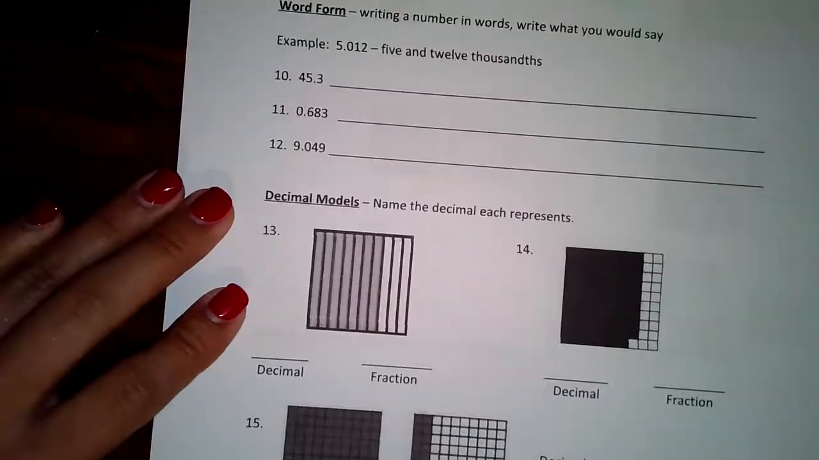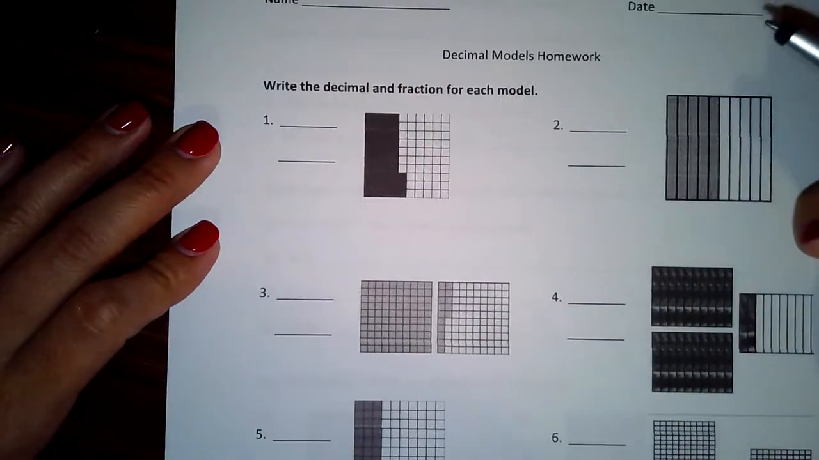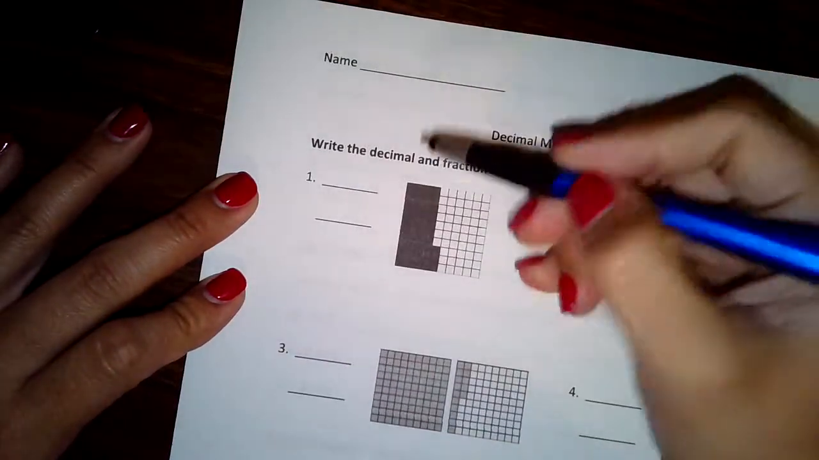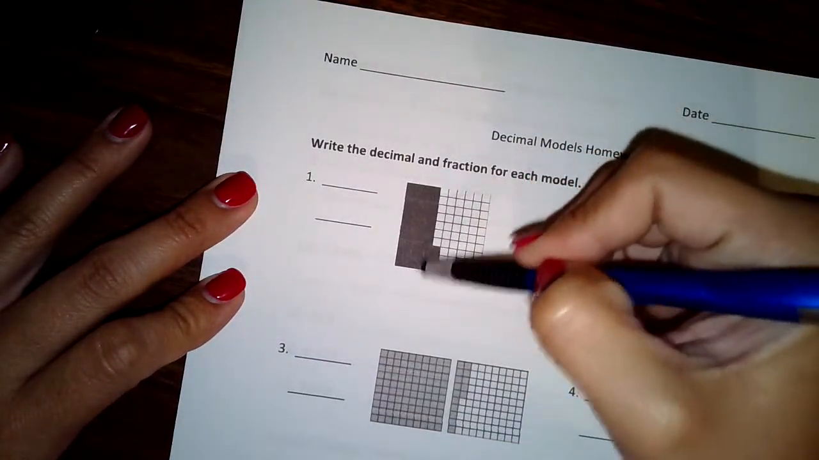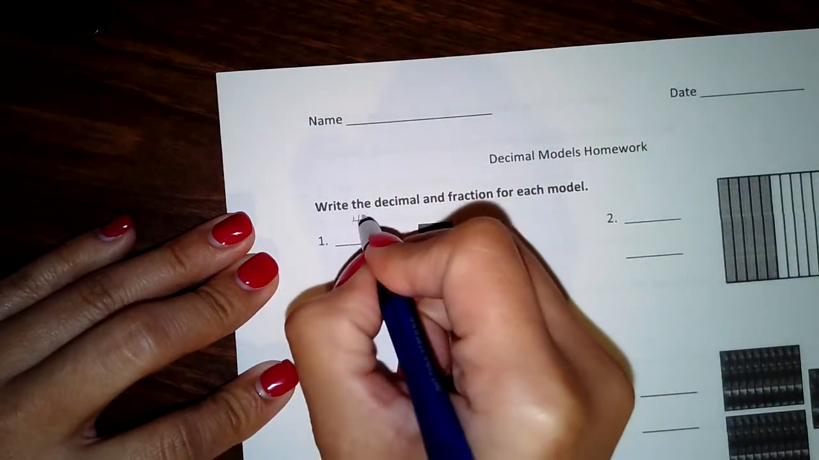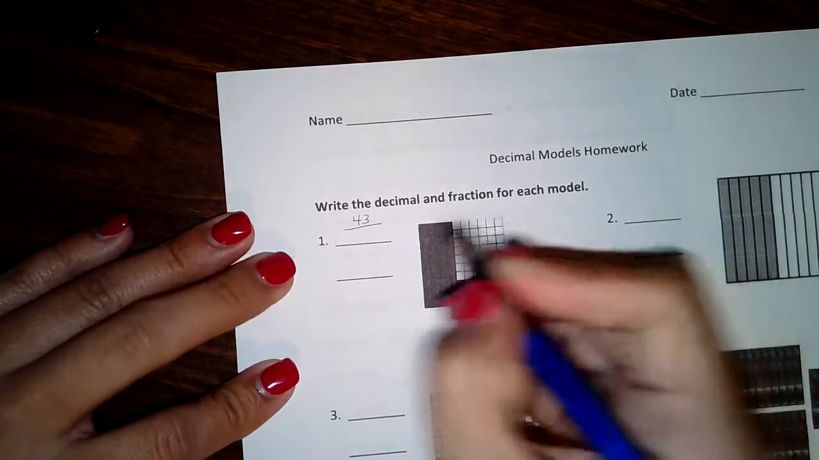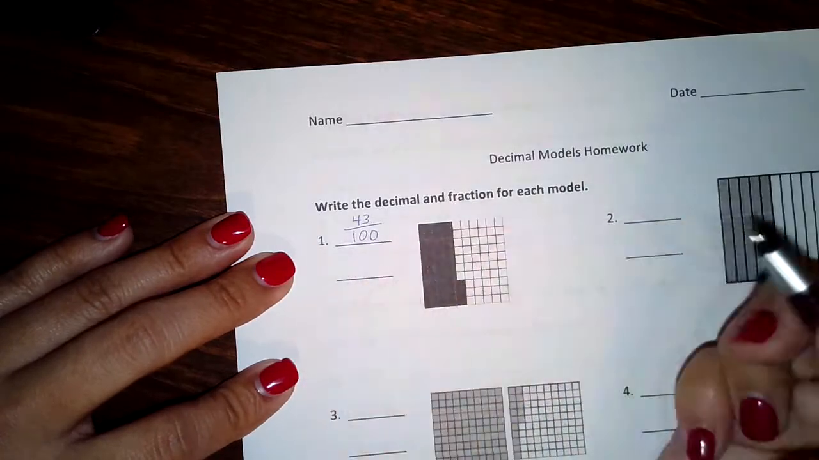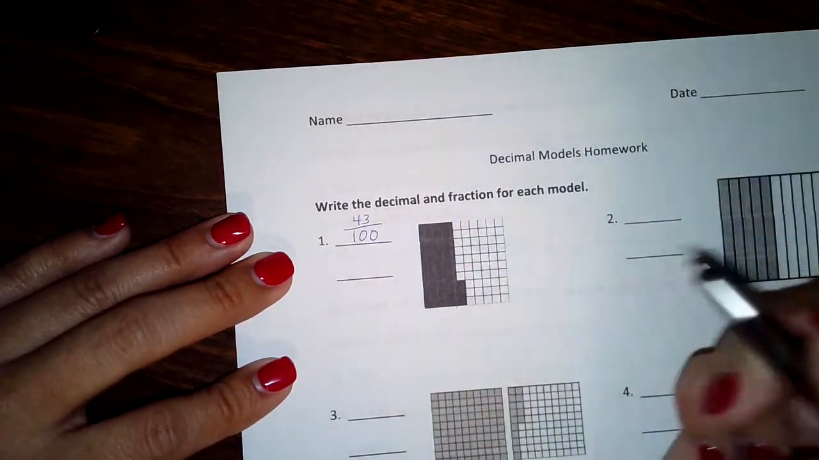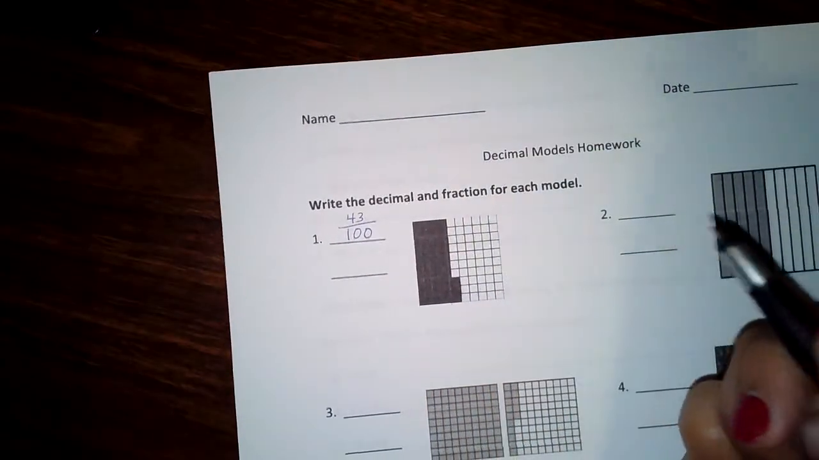Okay, here I'm going to go out of order. We're going to do this one first because I think this is the one we've had practice on lately. This is 10, 20, 30, 40, 41, 42, 43. 43 spaces, or 43 hundredths, are shaded, and there's 100 total spaces there. Just like in your fractions when you were in third grade, these are 43 out of 100.